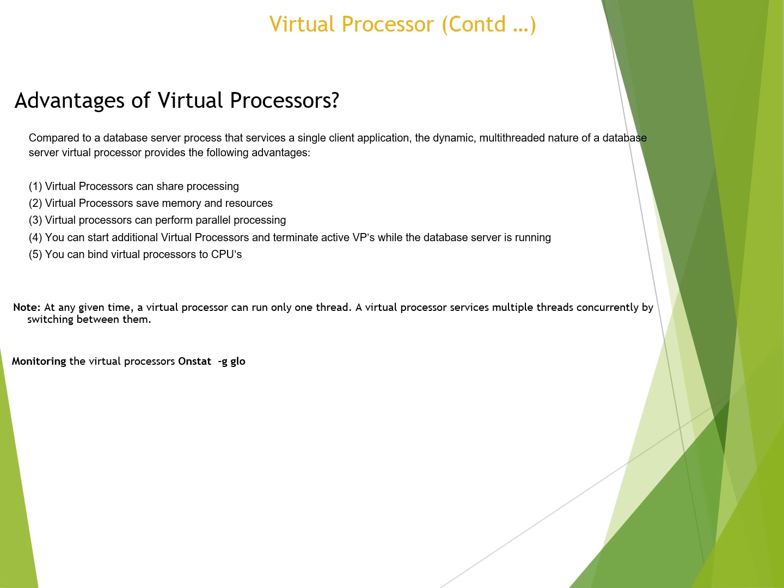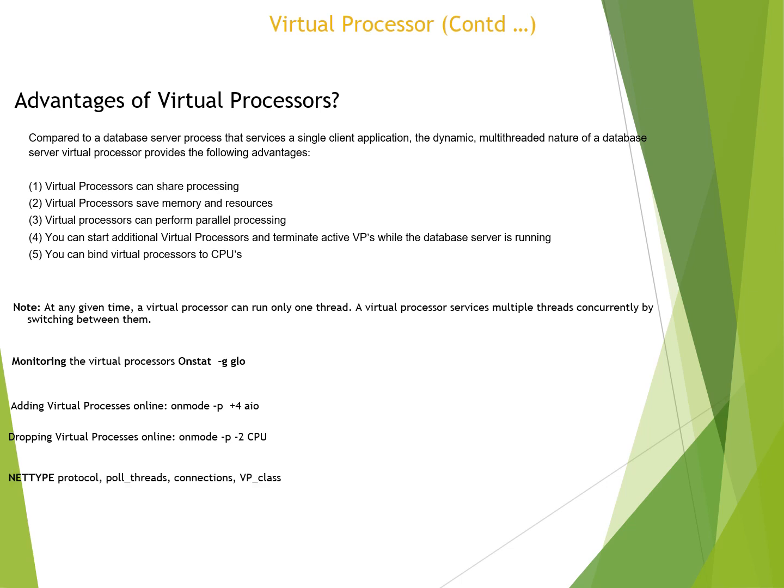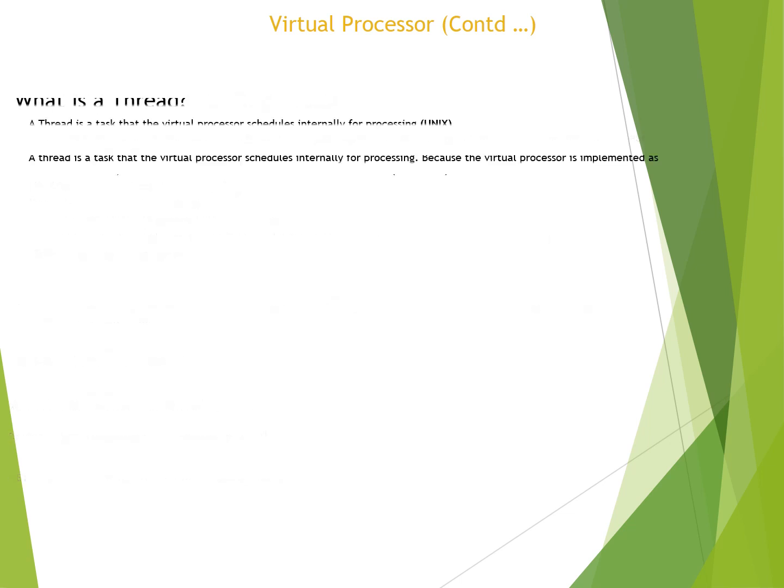How to monitor? The onstat command is one of the best commands. You can monitor the whole Informix instance with it. onstat -g glo monitors the virtual processors. For adding or dropping, you can use the onmode command. Okay, I will show you details in the practical sections, don't worry about that. So net type, protocol, thread, connection, VP are all related to the virtual processors.